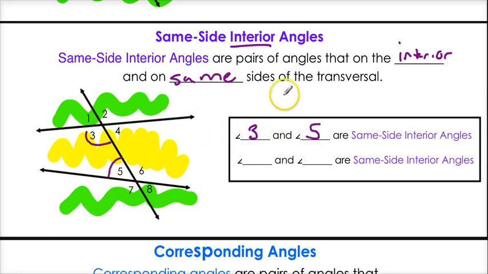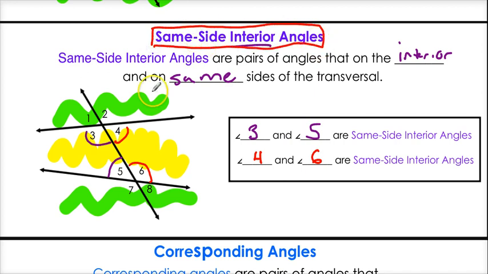See, it's all in the name. You just got to keep track of the name. Now another one would be 4, which is on the interior, and 6. These are on the same side and they're on the interior. 4 and 6. As long as you go back to the name of what you're looking for, it'll be much easier. Same side interior. These are on the same side and they're interior.